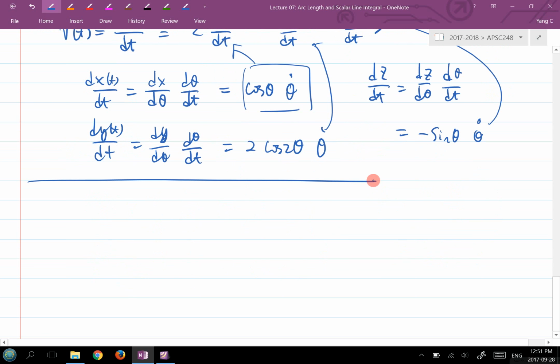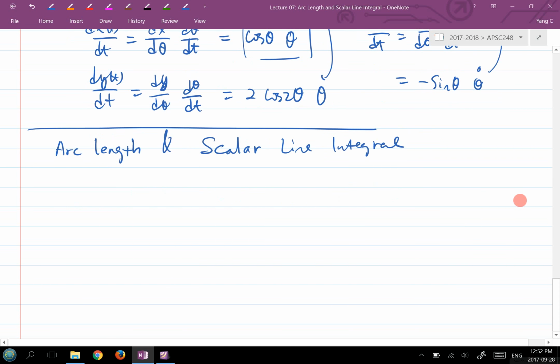Let's talk about the new topic now: arc length and then scalar line integral. This is most probably going to be covered by the midterm. Maybe there will be one question on the partial derivative, but this is a very important part of the lecture, so there will be a question on arc length or scalar line integral. Let's look at the arc length first.